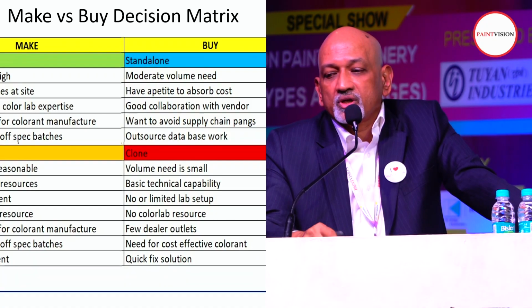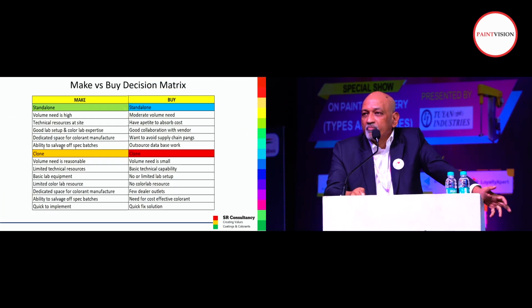Finally, if somebody is cloning and you're buying a clone material, it's good for small volumes, basically with industries having limited or no technical abilities. Basically, the small startups who do not have these capabilities, but still want to offer multiple shades to the customer, can follow this route. No color lab is required, few dealer outlets, and hence this kind of an arrangement, which I would call purely as a stopgap arrangement, would help in meeting the requirements of an industry.